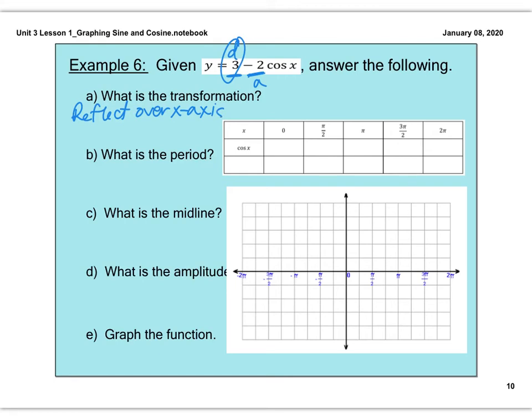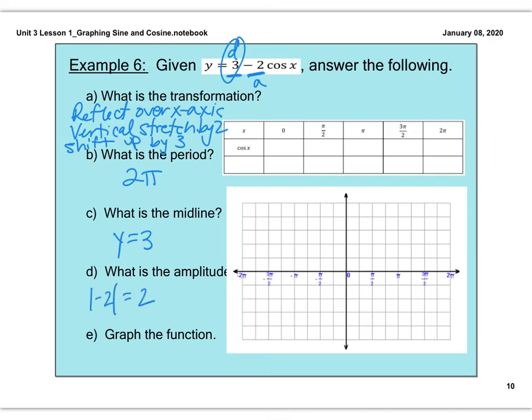The 2 is going to tell us to have a vertical stretch of 2, or by 2, scale factor of 2. And then that 3 is going to be a vertical shift. So we're going to shift up by 3 units. The period is still going to be 2 pi. The midline has shifted. We have shifted up 3, so it's going to be at y equals 3. And the amplitude has changed. We take the absolute value of -2, which is 2.